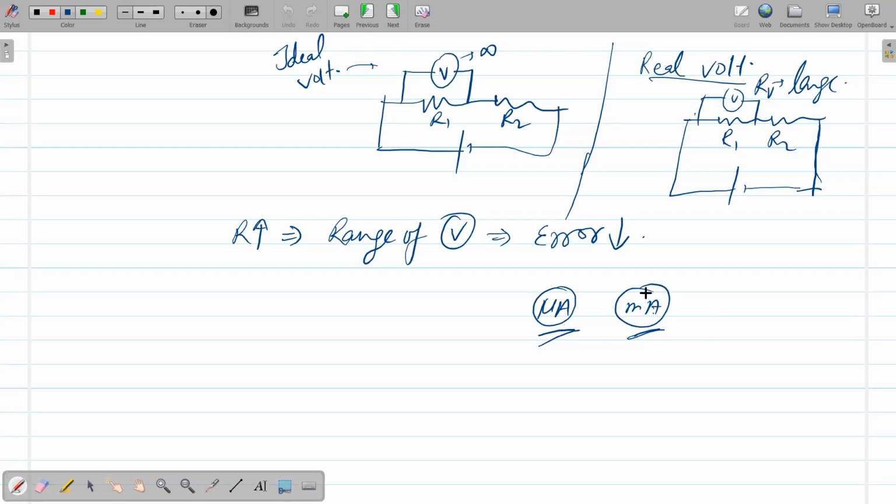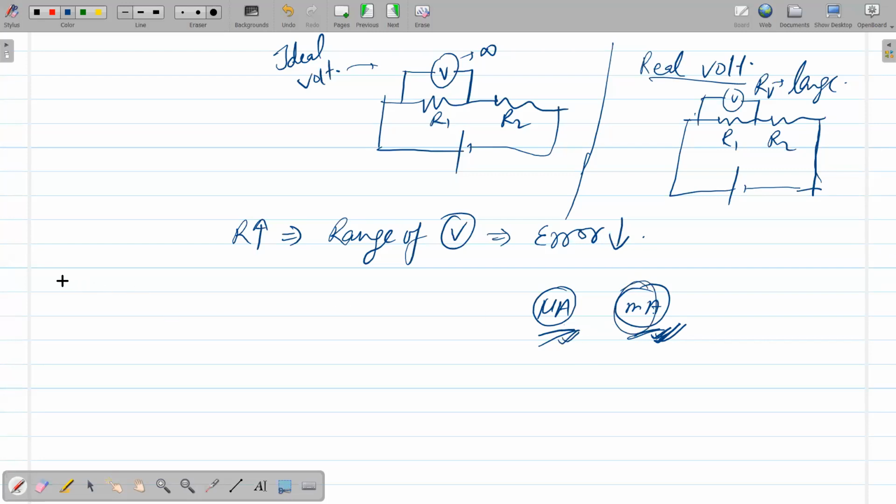Actually, the higher range ammeter has lower resistance. Galvanometer, try to understand like this. A galvanometer already has a very small range, and if you want to increase range, you will have to decrease resistance. This is a fact. So here you are increasing range. This has a greater range, this has a smaller range, so here resistance would be smaller.